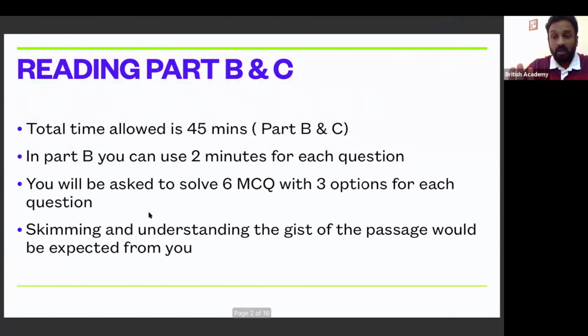Okay. Now, understand this: in OET, Reading B and C together, you have 45 minutes. You will have to make sure that you utilize this time quickly for Part B. Don't waste much of your time in Part B. Directly move on, quickly finish it, and then move on to Part C. Utilize the maximum time for Part C because that is a complex one.